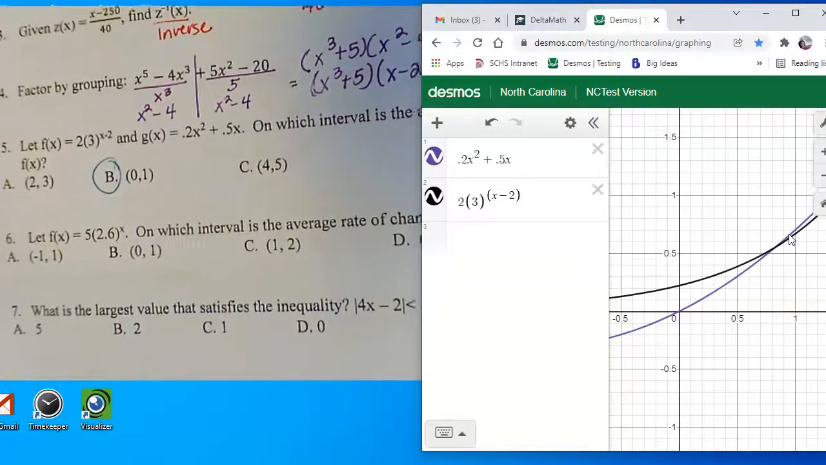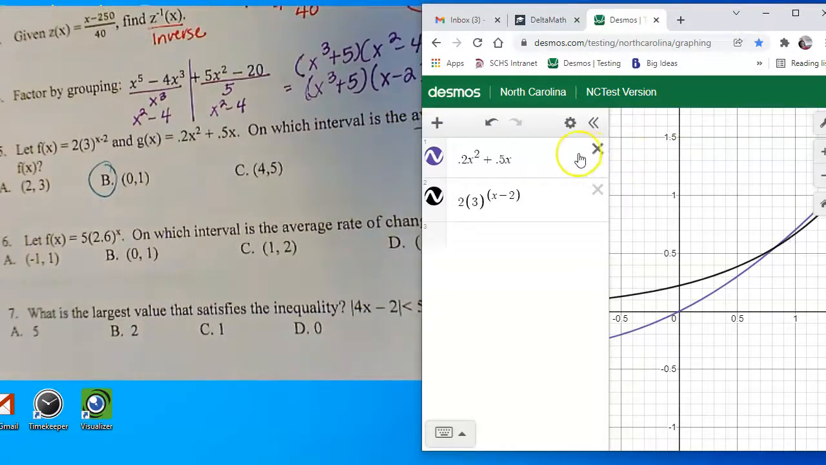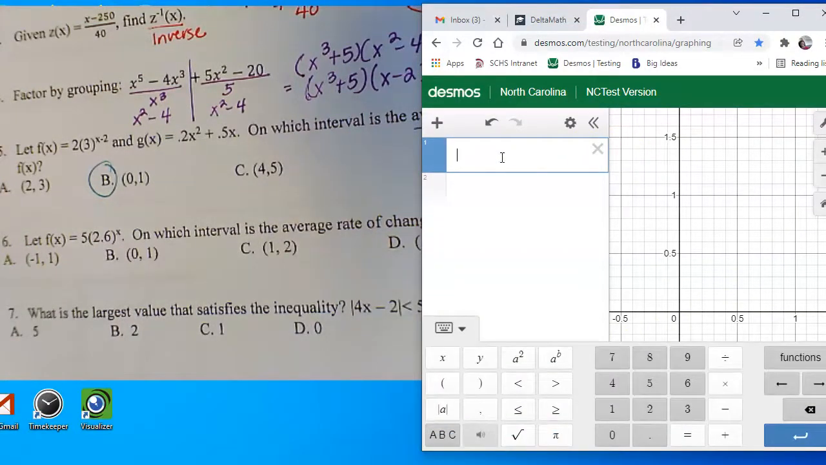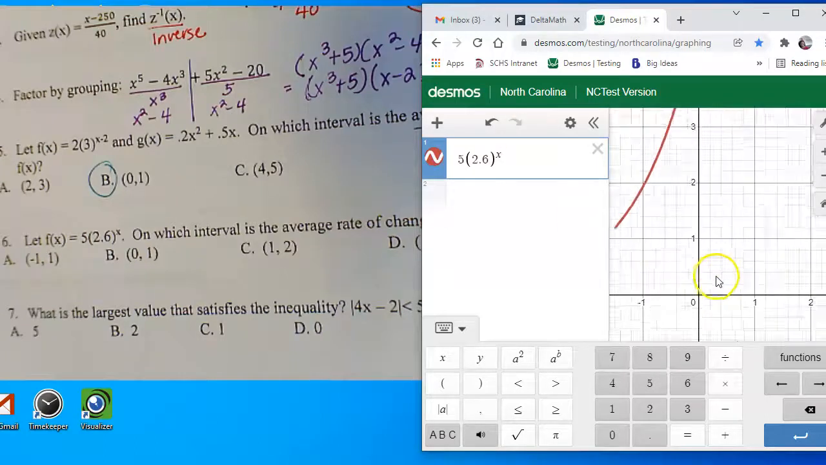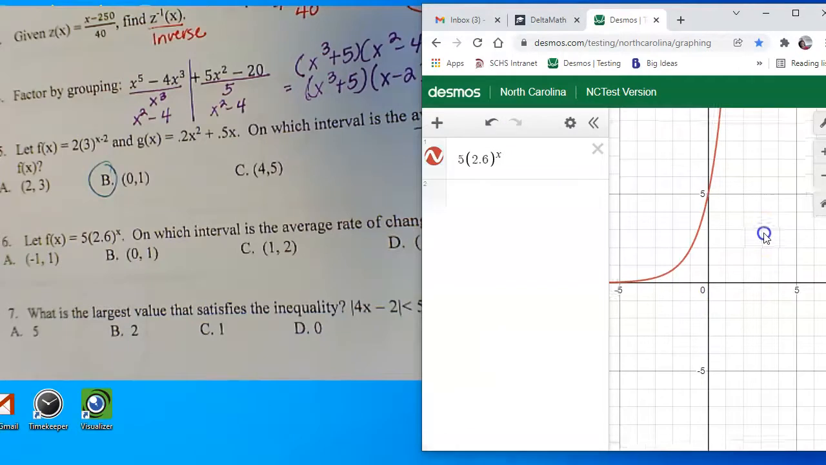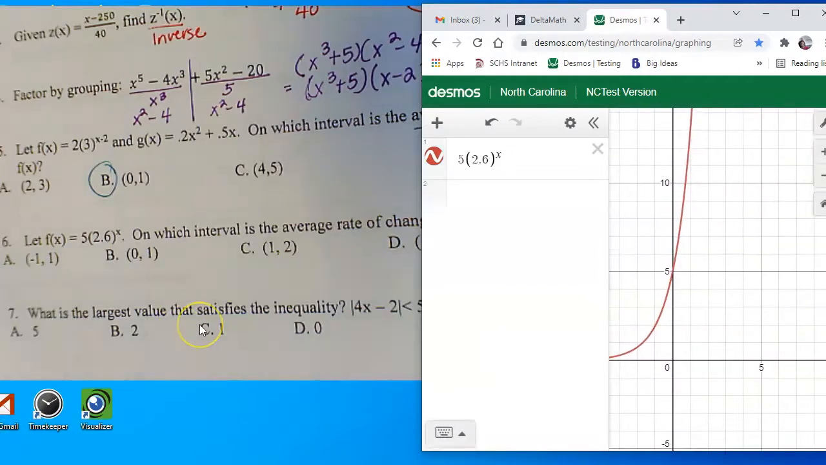All right, number 6 is a similar kind of question, except it's only talking about one particular graph. So I'm going to graph it for you, and I'm going to let you look at it and see if you can figure out where that rate of change would be the biggest. Okay, there's the graph. So negative 1 to 1 would be like from here to there. And 0 to 1, so compare them one at a time. So negative 1 to 1 and 0 to 1, which one's steeper?